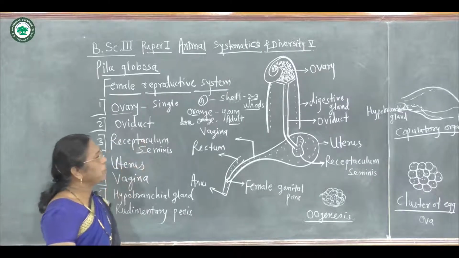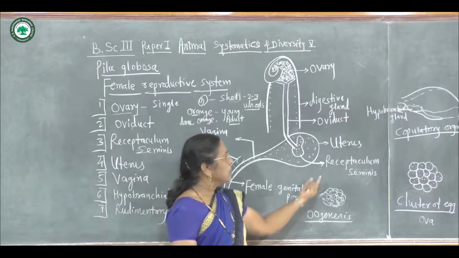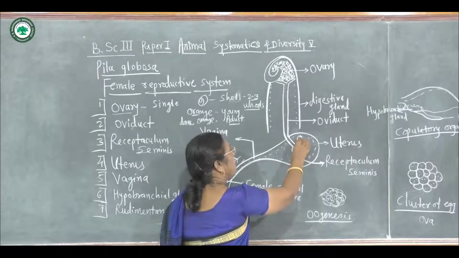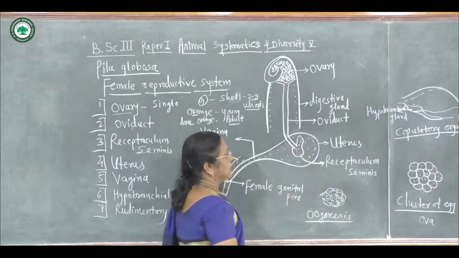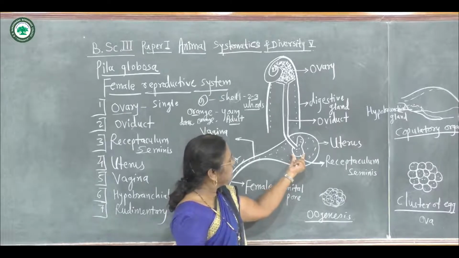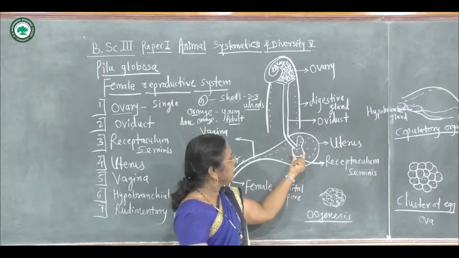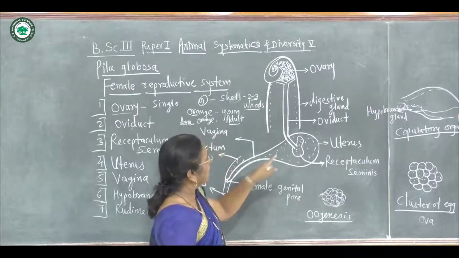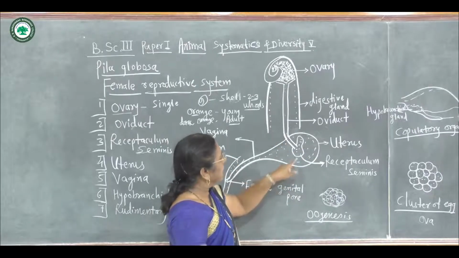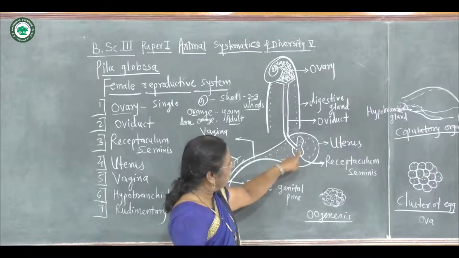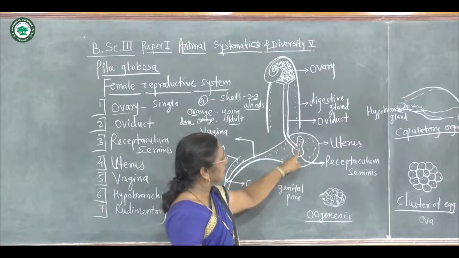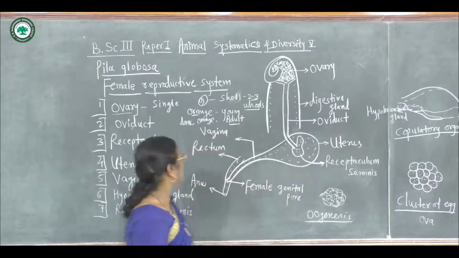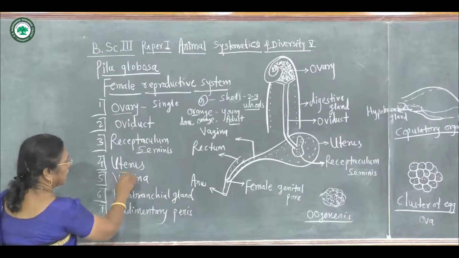The receptaculum seminis or seminal receptacle is a small bean-shaped structure. It is situated near the posterior part of the renal chamber towards the left side. It later moves towards the right side and opens into the large uterus.